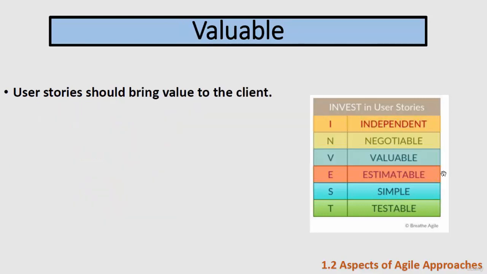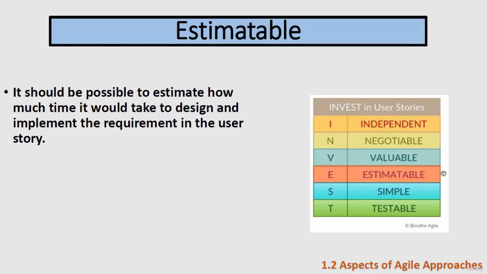The third thing is V for valuable, which means that your user story should bring value to the client. Then estimatable, which means that the user story can be estimated. We can estimate how much time it will need in order to be completed.